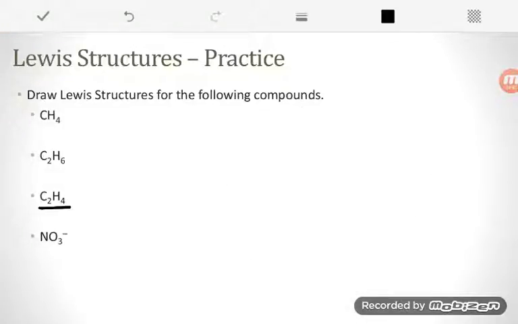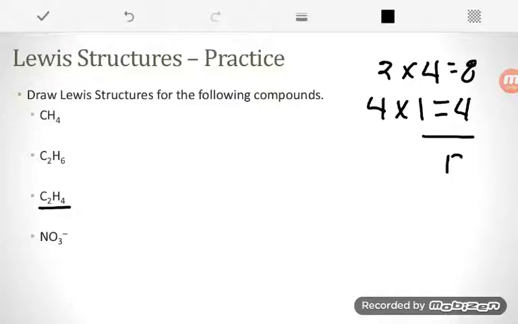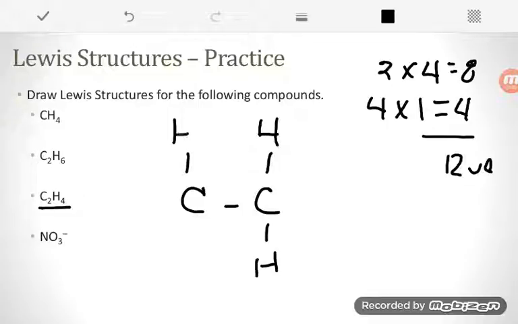Here we have C2H4. So again, 2 carbons, each one has 4, so I have 8 electrons there. I have 4 hydrogens, each one has 1 electron, so I'll have 4 there. So now this time I have 12 valence electrons to give away. And I'm going to put the carbons in the middle. This time I have 4 hydrogens, but I'm still going to try and evenly distribute them. So I'll put 2 on this guy and 2 on this guy.